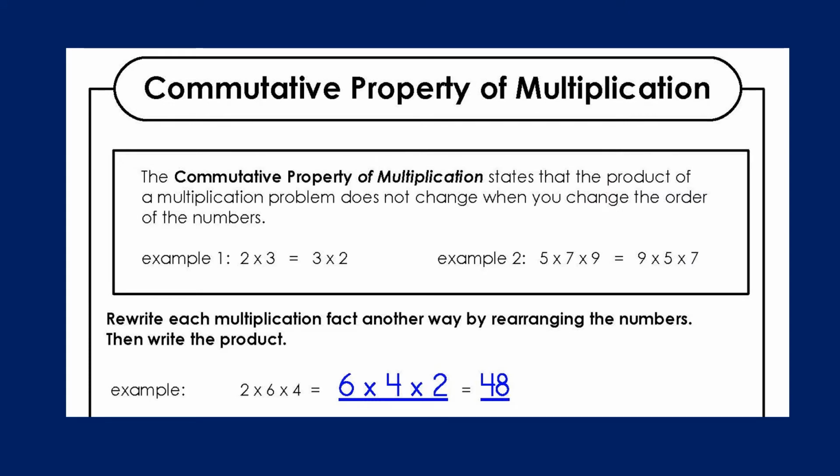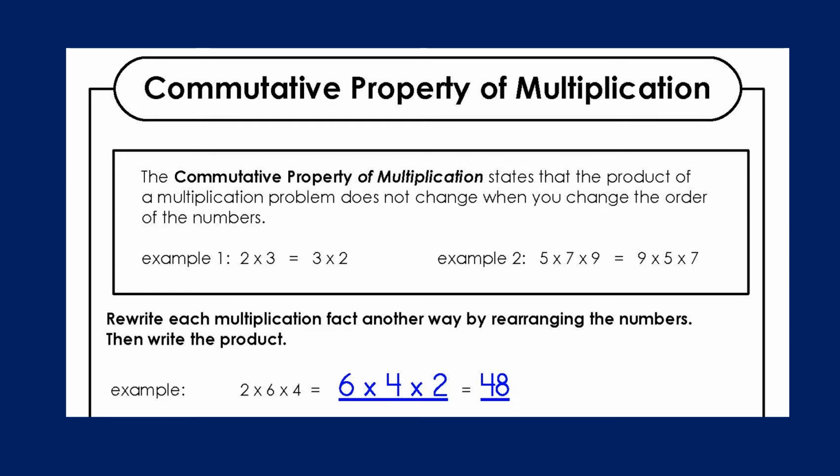Commutative property of multiplication. The commutative property of multiplication states that the product of a multiplication problem does not change when you change the order of the numbers. For example, 2 times 3 equals 3 times 2. Another example, 5 times 7 times 9 equals 9 times 5 times 7.